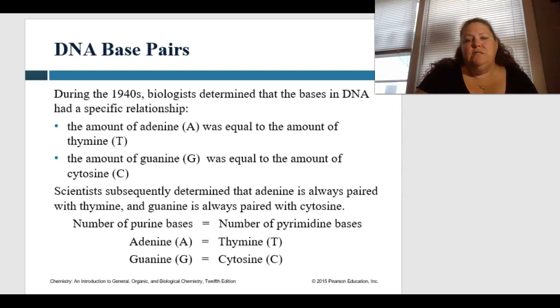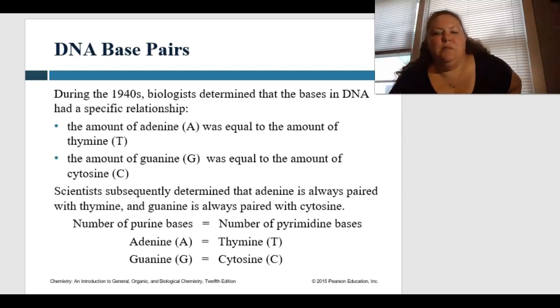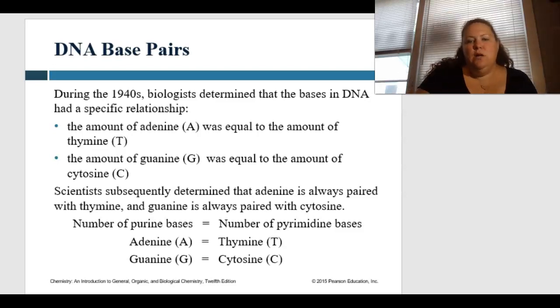During the 1940s, biologists determined that the bases in DNA had a specific relationship. The amount of adenine was equal to the amount of thymine. The amount of guanine was equal to the amount of cytosine. Scientists subsequently determined that adenine is always paired with thymine, and guanine is always paired with cytosine. That means the number of purine bases, adenine and guanine, has to equal the number of pyrimidine bases, thymine and cytosine. So remember, in DNA, A always binds to T, and C always binds to G.